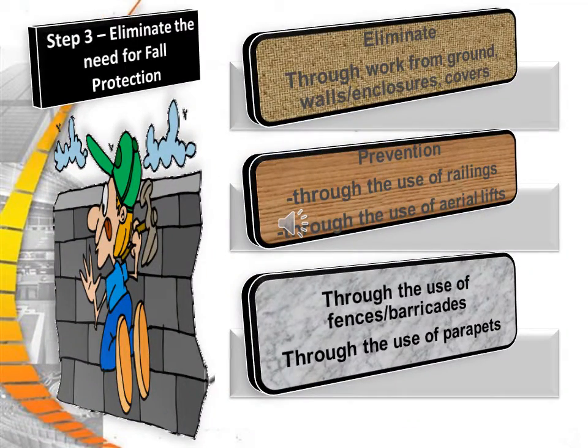Eliminate through work from ground, walls, enclosures, and covers. Prevention is through the use of railings or through the use of aerial lifts. Also through the use of fences or barriers or the use of parapets.